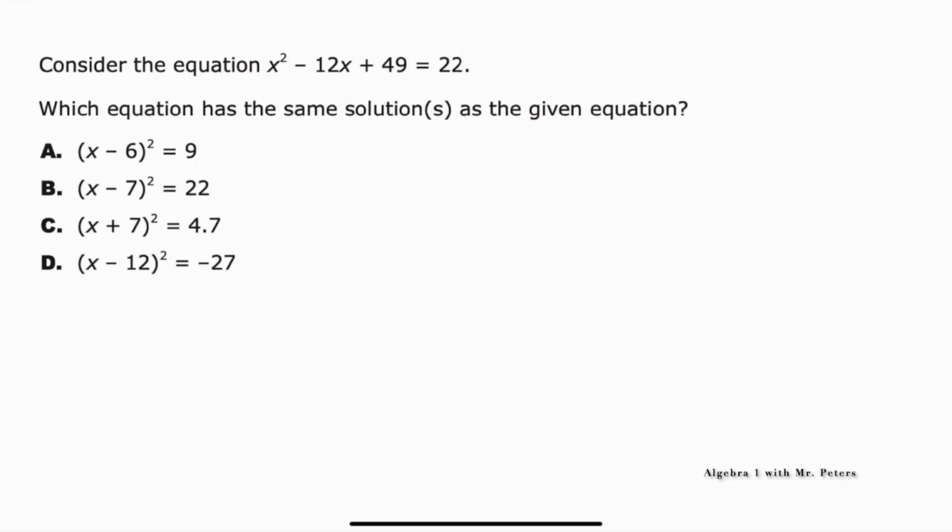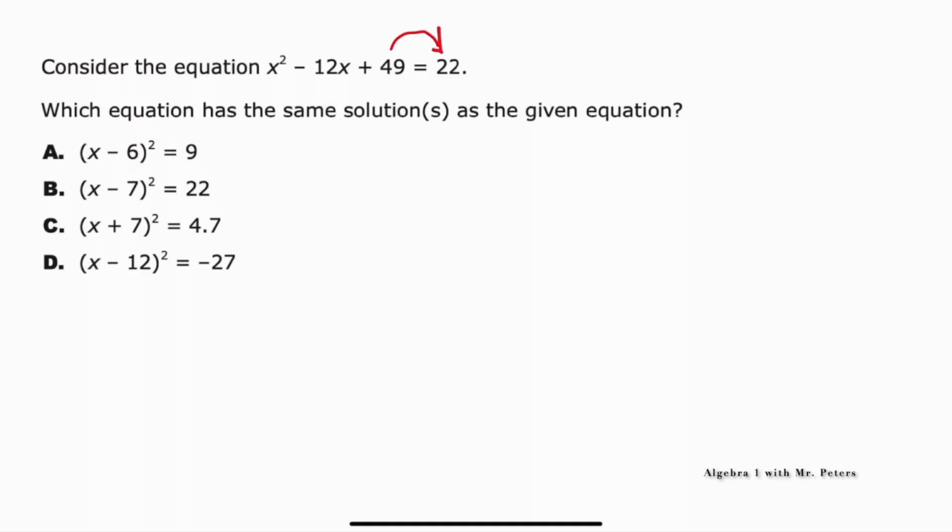So we have another completing the square problem. And I know a lot of students are probably going to want to solve this by regularly factoring, but we can't. We have to do completing the square. So the first thing we're going to do is subtract 49 from both sides. So x squared minus 12x is equal to what? 22 minus 49. When we do the math there, what we're going to get is negative 27.